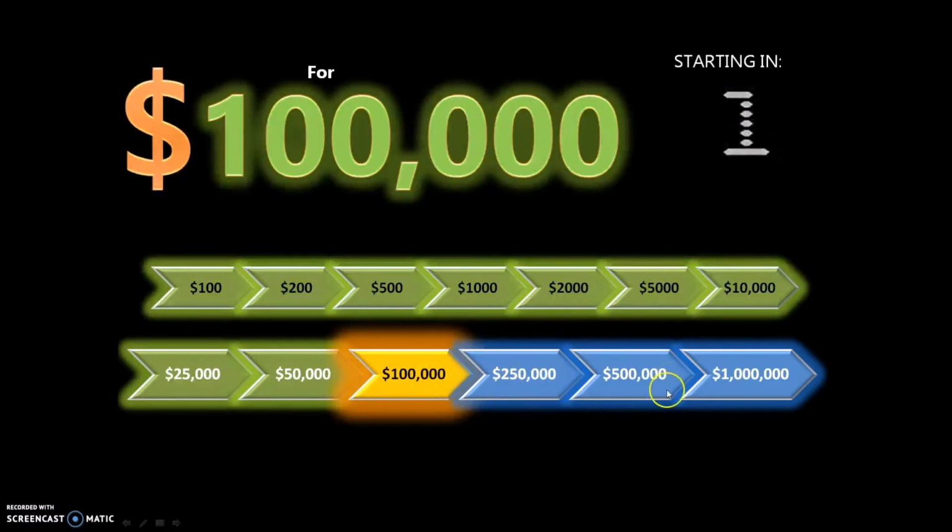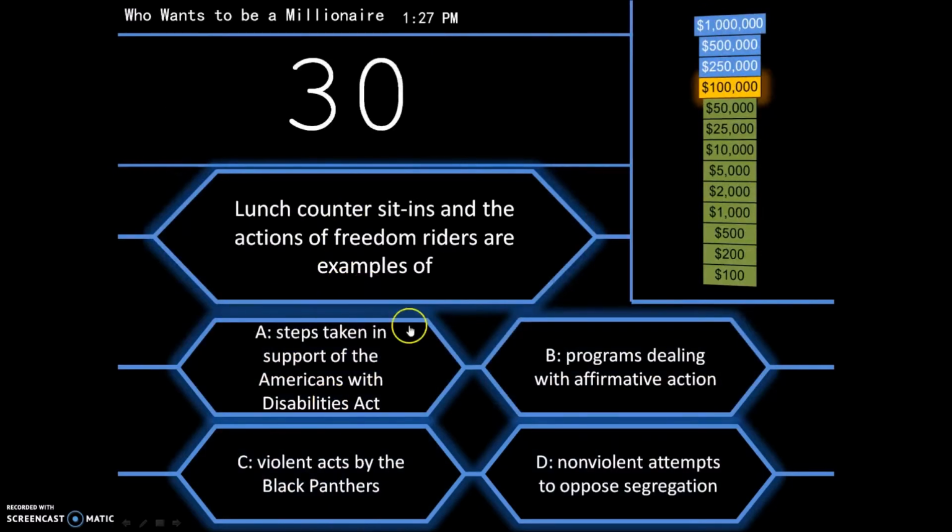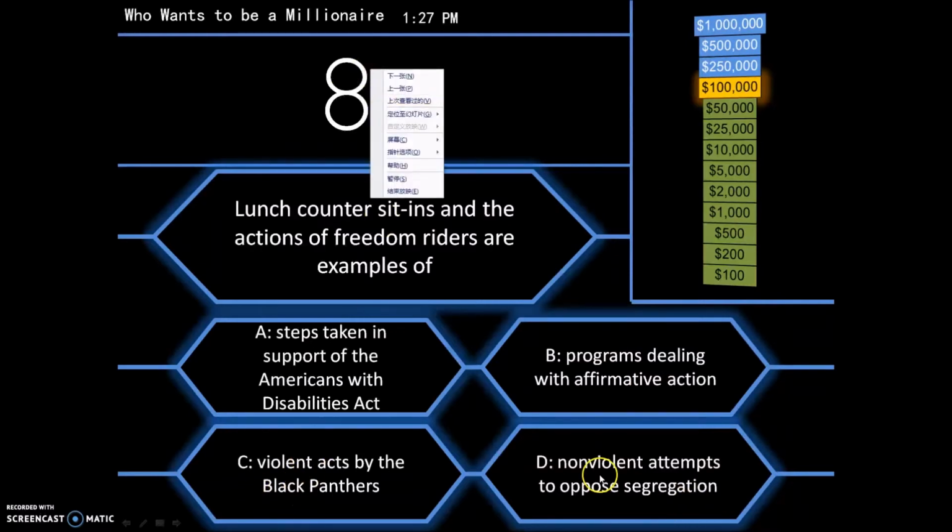Alright, 4 more questions to go. Hang on, sit still, and finish all these questions. Lunch counter sit-ins and the actions of freedom riders are examples of A, steps taken in support of the Americans with Disabilities Act. No. B, programs dealing with affirmative action. C, violent acts by the Black Panthers. Or D, the nonviolent attempts to oppose segregation. Yeah, these were the strategies that are related to the nonviolent movement.